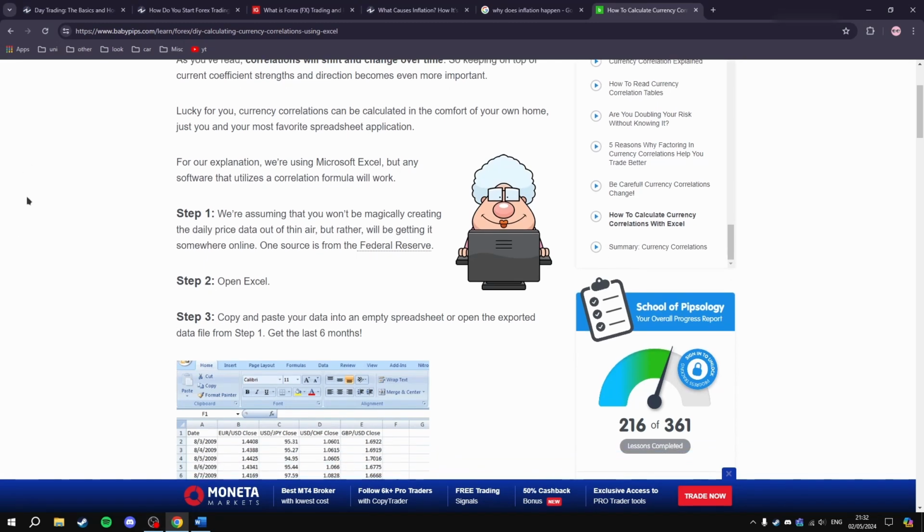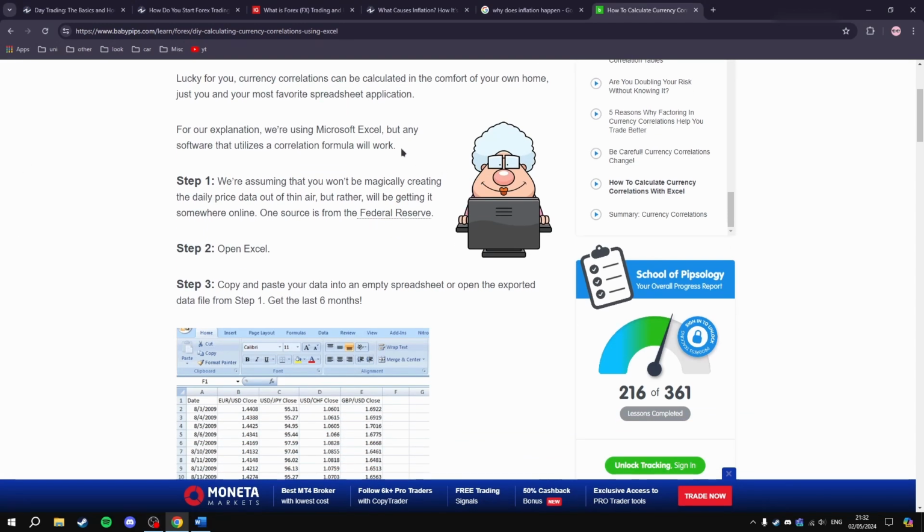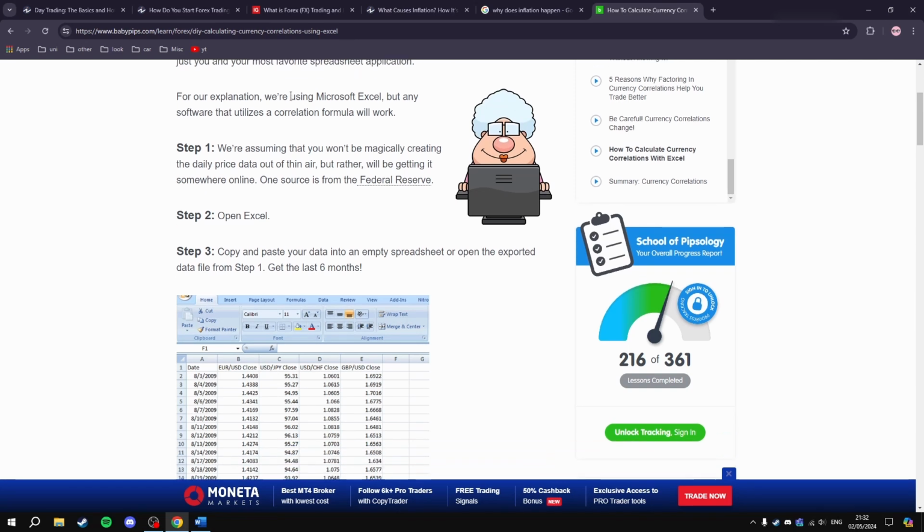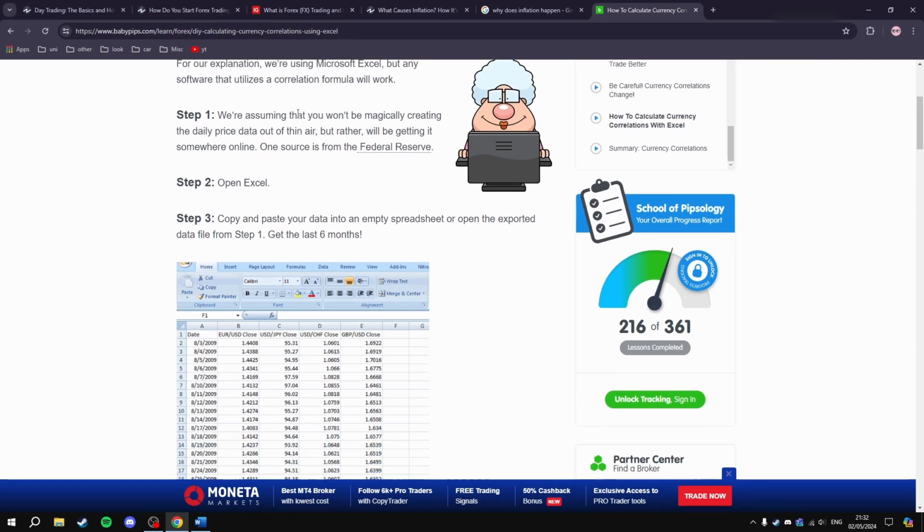Lucky for you, currency correlations can be calculated in the comfort of your own home, just you and your most favorite spreadsheet application. For our explanation, we're using Microsoft Excel, but any software that utilizes a correlation formula will work. Step 1, we're assuming that you won't be magically creating the daily price data out of thin air, but rather getting it from somewhere online. One source is the Federal Reserve.